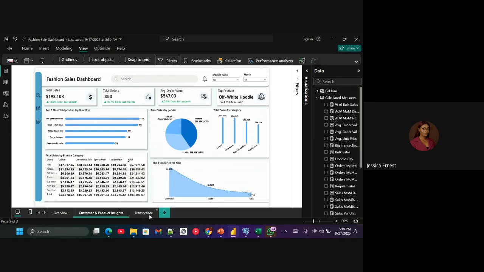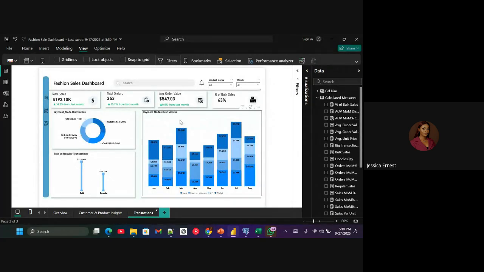Then let's look at the transaction. Okay, transaction. You can see that people prefer using cards and wallets more than cash on delivery and UPI. Then for the bulk versus regular transaction, you can see that bulk sales is leading. The bulk sales is people purchasing more than 3 products. We can see that the bulk sales is leading, generating more revenue.